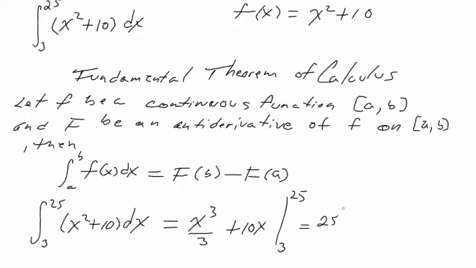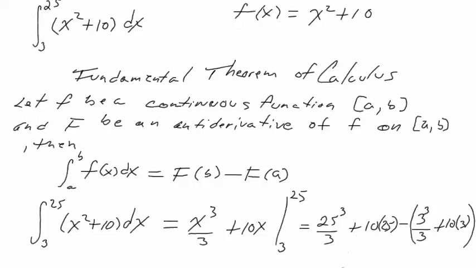So we end up with 25 cubed over 3 plus 10 times 25 minus, put a big parentheses here, okay, don't forget that, and then we have 3 cubed over 3 plus 10 times 3, close parentheses. You can do that in your head, whatever you want to do.